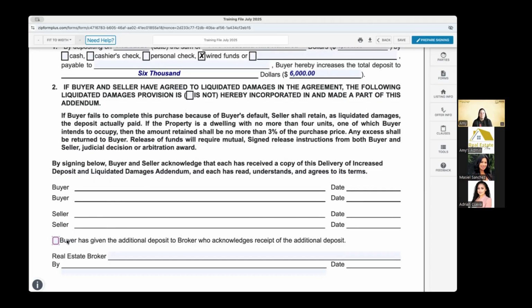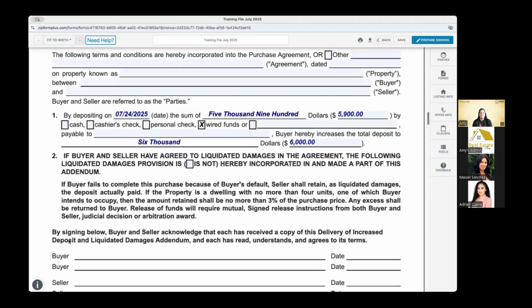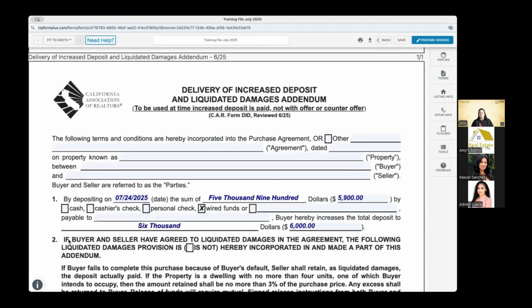Okay. Any questions about the delivery of increased deposit, the DID form that couples with that IDA form? Okay, fabulous.